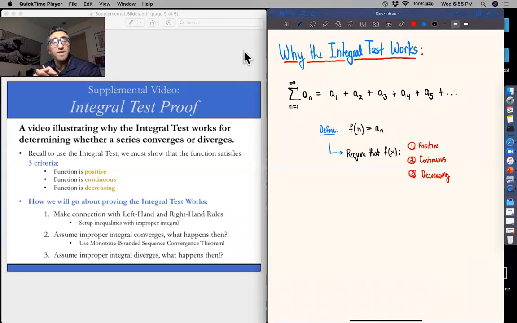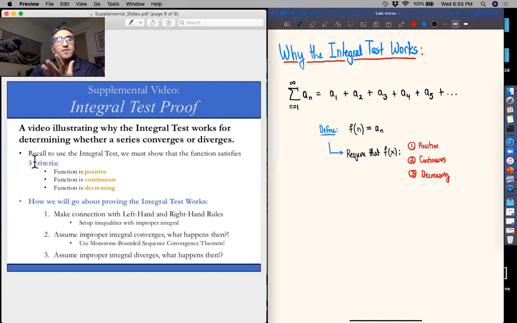Hey, so in this supplemental video, we're going to go through the basic proof of why the integral test works for determining whether a series converges or diverges. So just remember, in order to use the integral test, our series function, or the analog for it in its more continuous form, must satisfy three conditions. That function needs to be positive, it needs to be continuous, and it needs to be decreasing.